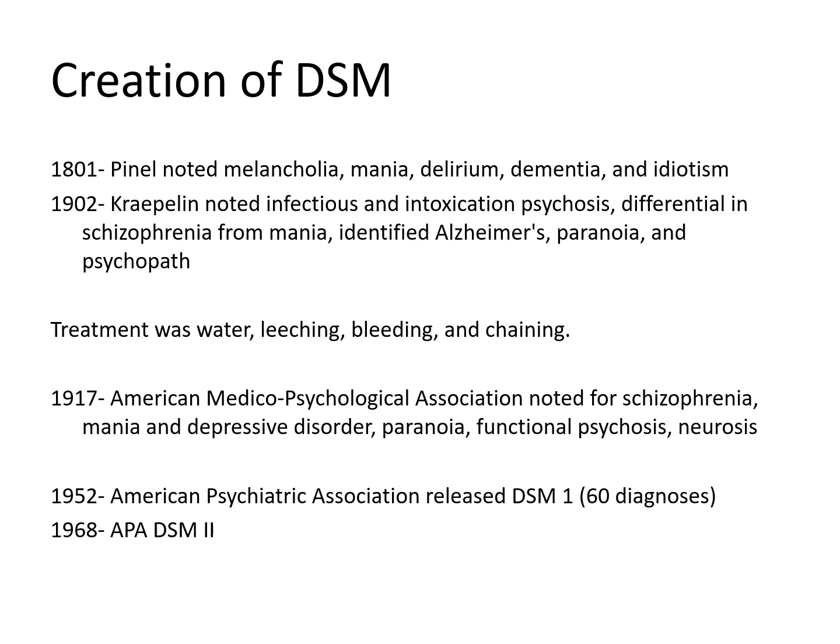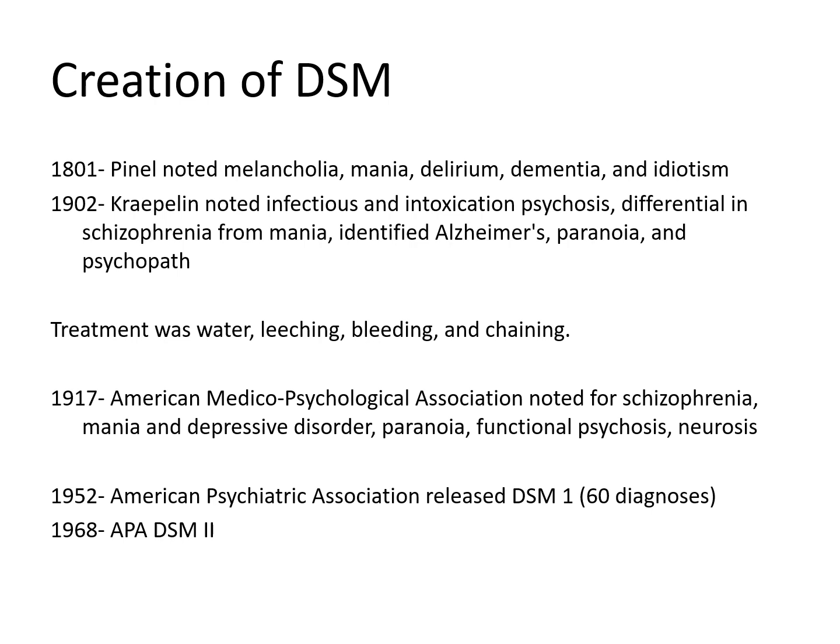Creation of the DSM. 1801. Pinel noted melancholia, mania, delirium, dementia, and idiotism. In 1902, Kraepelin noted infectious and intoxicated psychosis, differential in schizophrenia from mania, identified Alzheimer's, paranoia, and psychopath. Treatment was water, leeching, bleeding, and chaining.